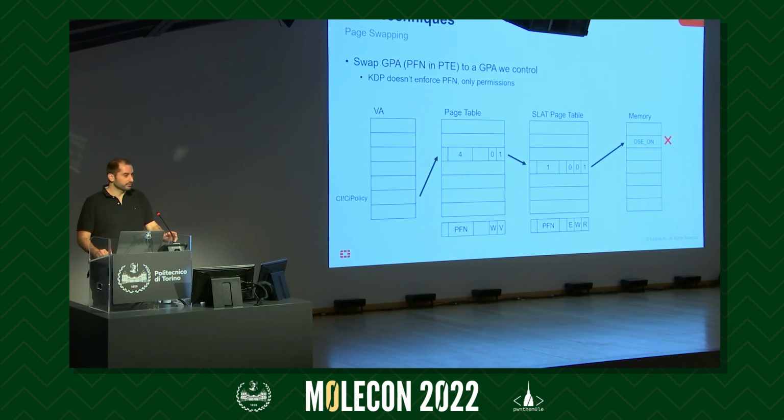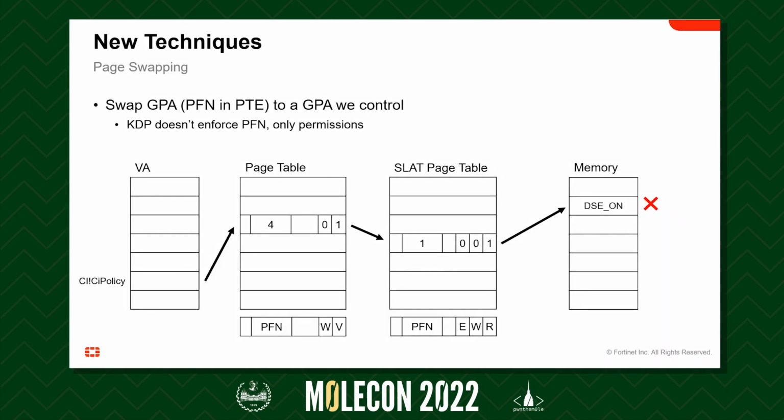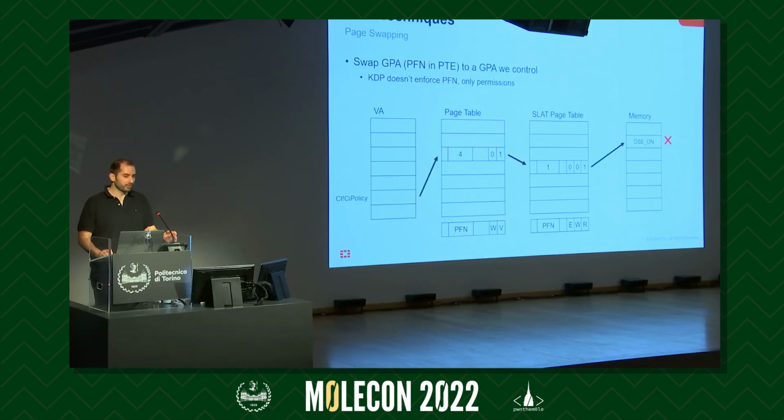So first off, the first technique, which we named in a very creative way, is called page swapping. Instead of just trying to write to a page that is not writable, why not create our own page that is writable, place the value that we expect in it, and just mess around with the virtual address mapping.